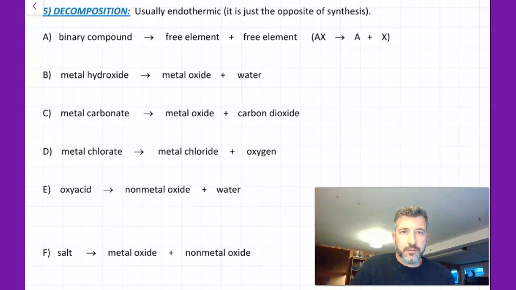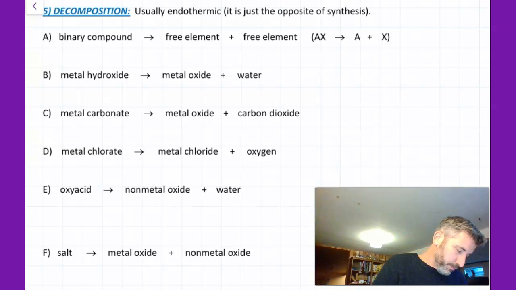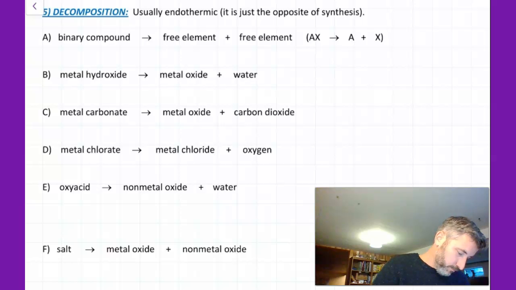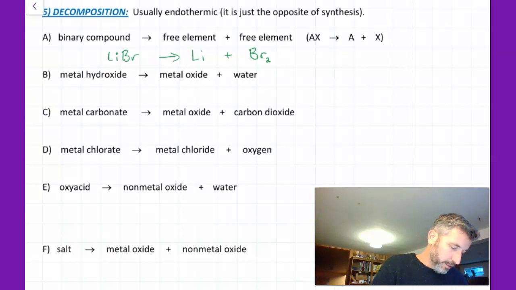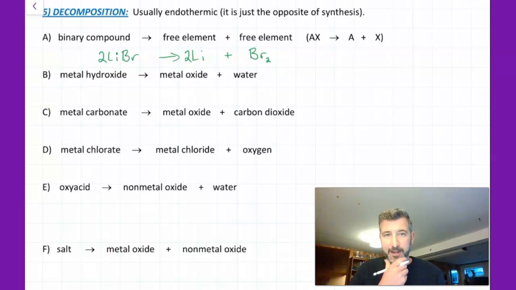Okay, so let's go through and give examples. So a binary compound, so this could be a lot of different things. Let's say we have lithium bromide. So that's going to break down into free element lithium and bromine. Very simple, except bromine is diatomic. So we will have to put a 2 as a subscript when it's by itself. And then that means balancing wise, we're going to need 2 lithium bromides and 2 lithiums. All right.